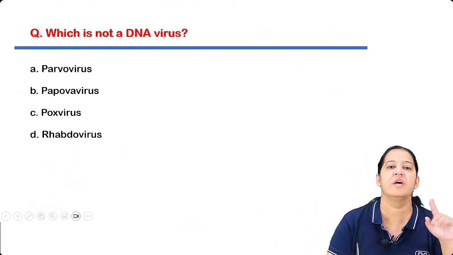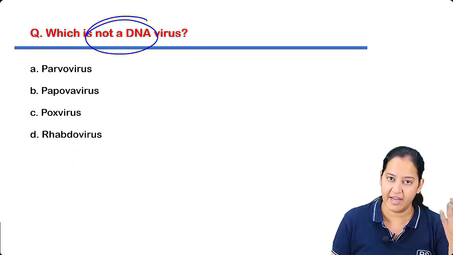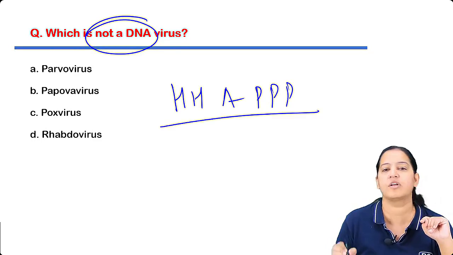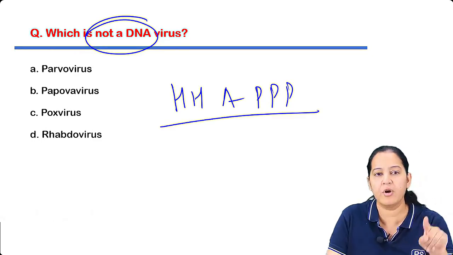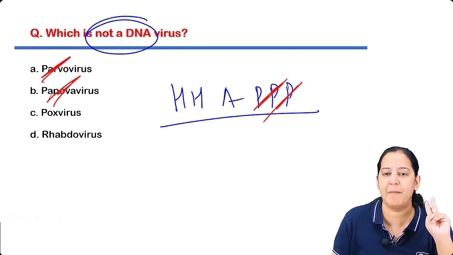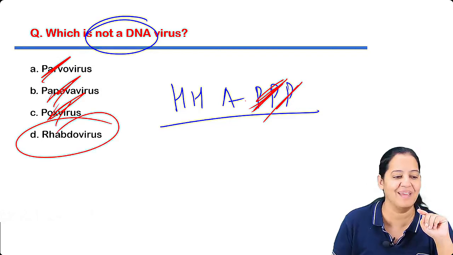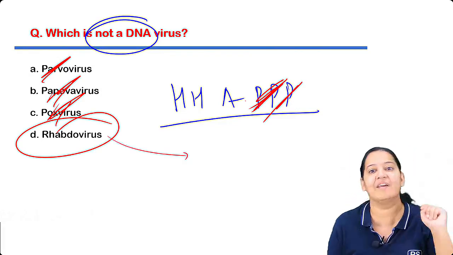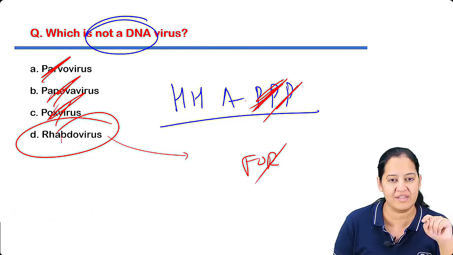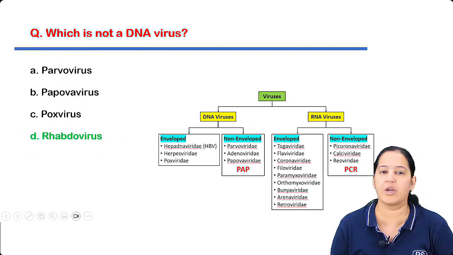Very simple question. Which of the following is not a DNA virus? Say the mnemonic. What is the mnemonic for DNA? It's double H A triple P. What is not coming in this mnemonic? Parvo coming or not coming? You will say, ma'am, one of the P is parvo. Papova, one of the P is papova. Pox, one of the P is pox. But rhabdovirus is not coming here. The rhabdovirus is coming in RNA viruses. A, B, C, D, F, O, one of the R is that. So the correct answer is rhabdo. So you get very simple questions based on the classification. You cannot afford missing that.